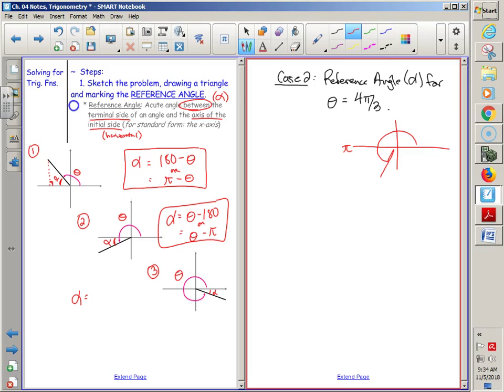Question, reference angle, could I still do, pi is the closest, could I do pi minus 4 pi over 3?